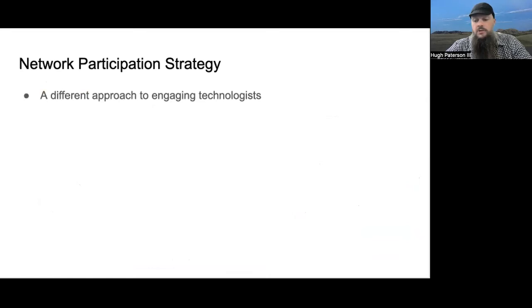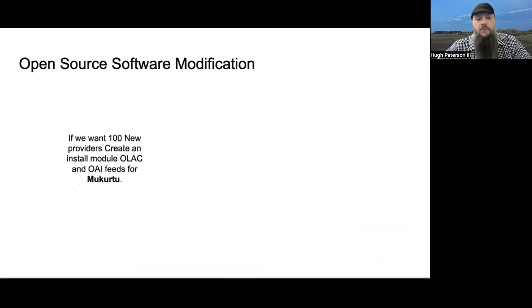So rather than targeting perhaps managers of institutions, we need to target technologists. Now, if we want to make a dent and bring in Mukurtu instances, I think there's about 100 language community instances out there. We could work with the developers of Mukurtu.